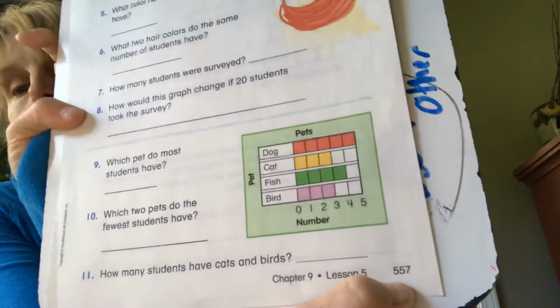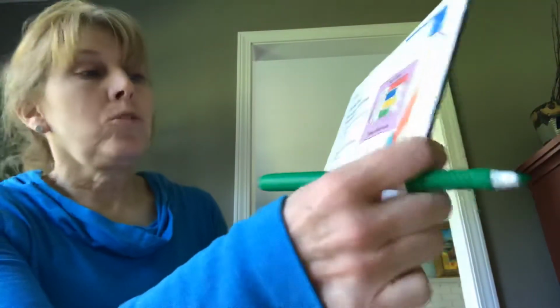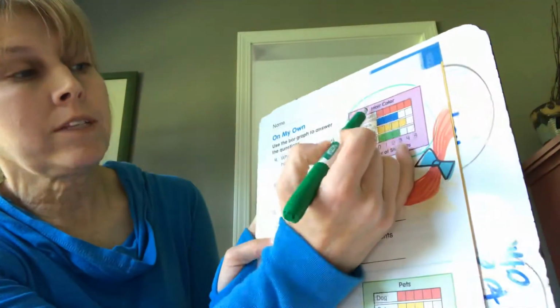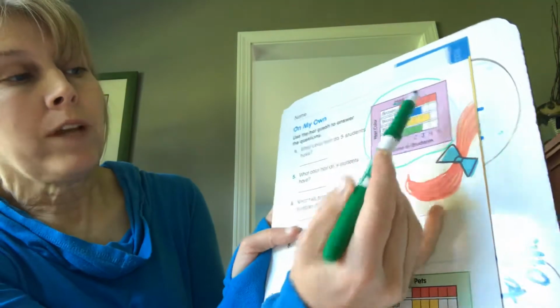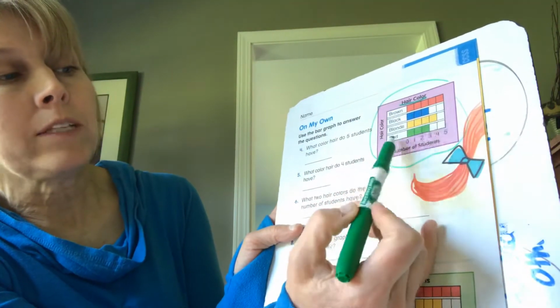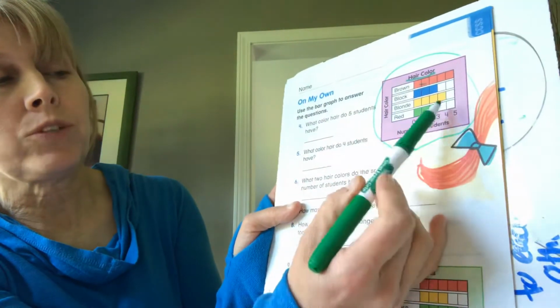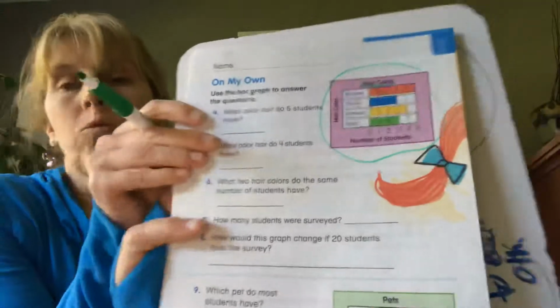So if you can turn to page 557, you can stop this, get 557, and I want to go over this with you. So 557. Okay, so these questions use this graph. Always look at the title. This says hair color. Then you have brown has that many, black has 3, blonde has 4, red has 3, and brown has 5. This has number of students. And let's answer some questions using the data from the graph.